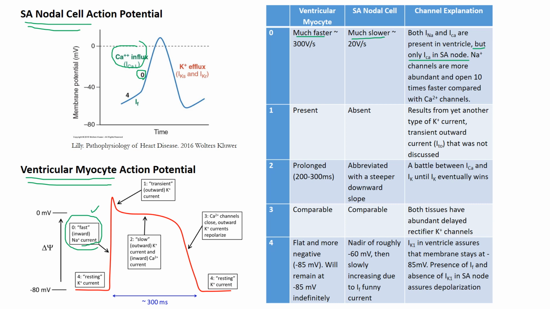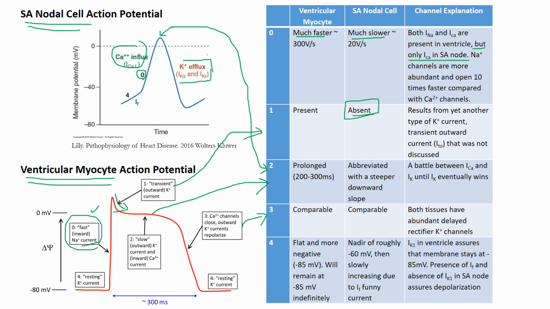This little transient outward potassium current, which is apparent in the ventricular cell, is absent in the SA node. Next, the phase 2 plateau doesn't really happen so much in the nodal cell. The responsible channels are still present. It's just that in the nodal cell, by the time the repolarizing potassium currents are turned on, the calcium channels are already closing. Okay, so phase 3 is the repolarization phase. It's present in both cells, for basically the same underlying reasons.